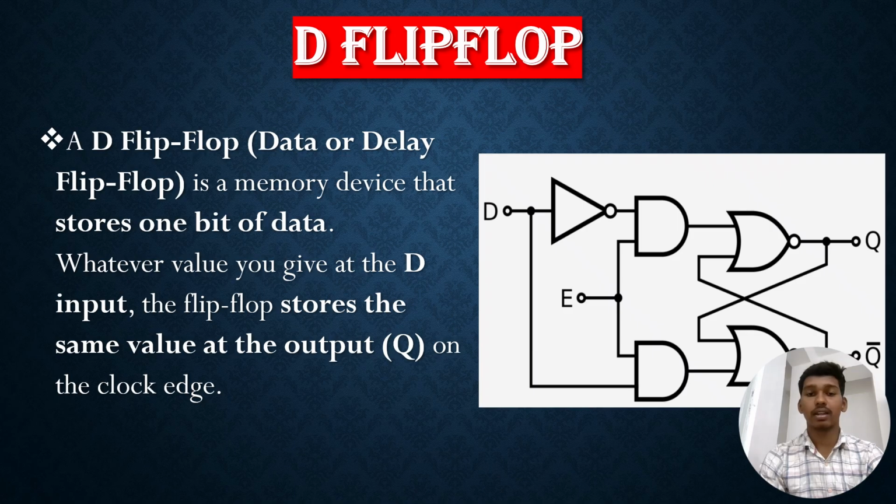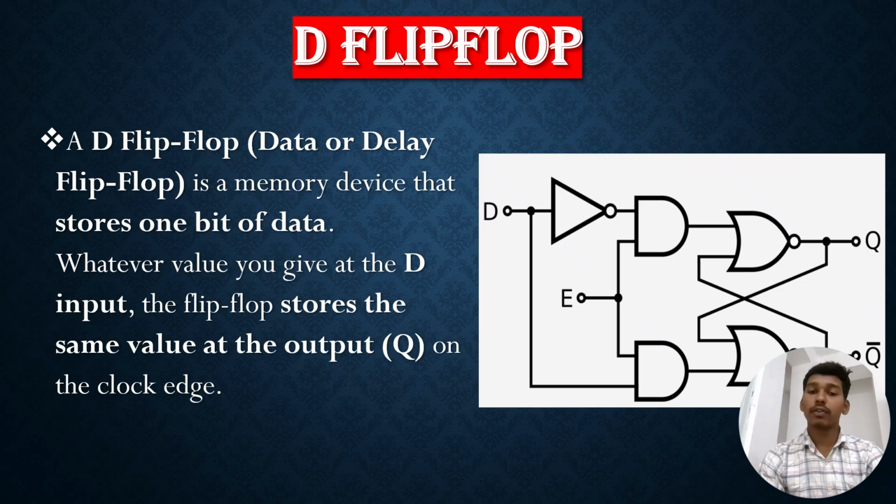And the next one is the D flip-flop. A D flip-flop, also called a data or delay flip-flop, is a memory device that stores 1-bit data. And we know that a flip-flop is an electronic device, which we already learned in the introduction about the flip-flop.